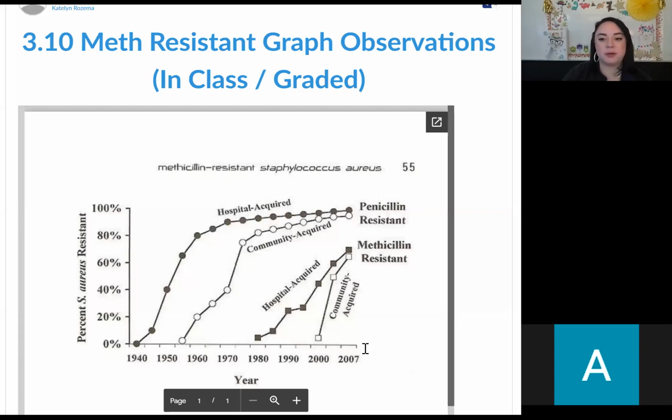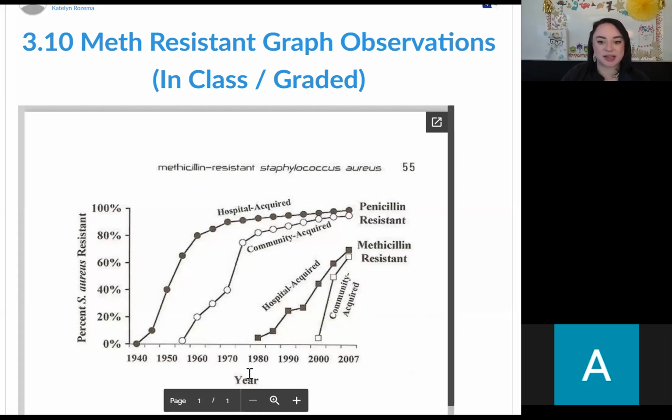This graph is showing us two different types of antibiotics. So you see the words on the top right side, penicillin resistant and methicillin resistant. Penicillin is one type of antibiotic. It's very common, and it's the most common one prescribed, especially for strep throat, and methicillin.